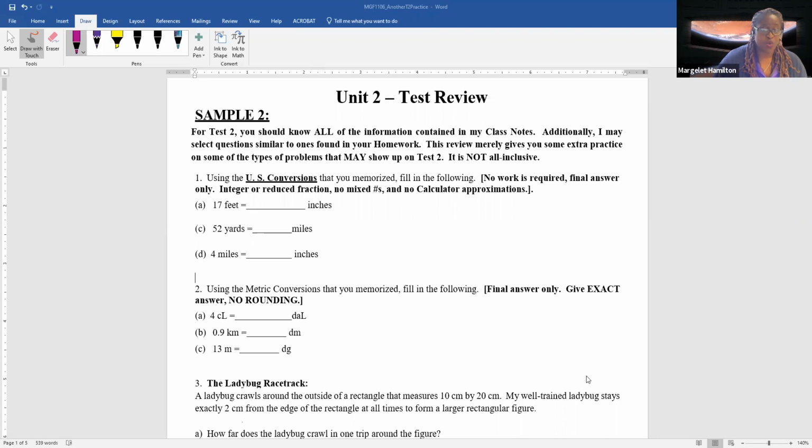Make sure you're paying attention to what they're giving you. Taking a couple of minutes to look at it. Making sure we're reading that they only want the final answer, yes, but they want it as a reduced fraction, no mixed numbers, and no calculator approximations. Working on number 1 and number 2.